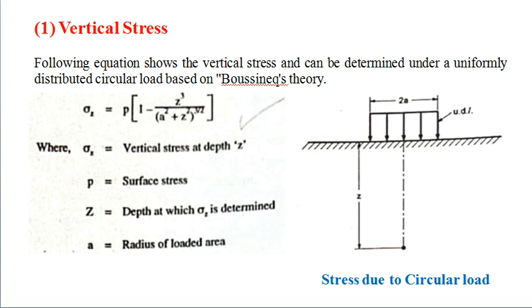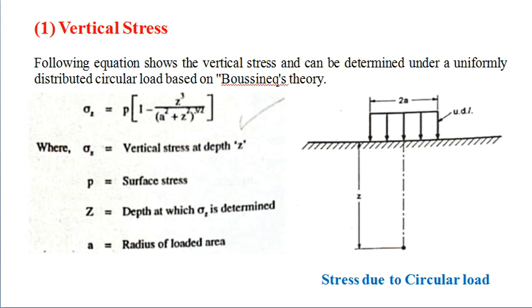Now the equation for the vertical stress, to determine the uniformly distributed circular load based upon Boussinesq's theory, is given as sigma z equals p times the bracket 1 minus z cubed upon a squared plus z squared bracket raised to the power 3 by 2, where sigma z is the vertical stress at the depth z.